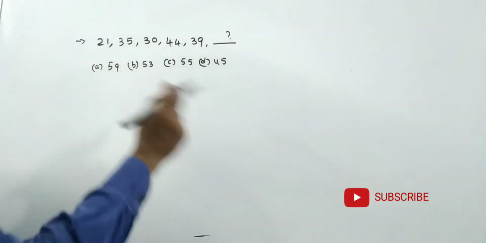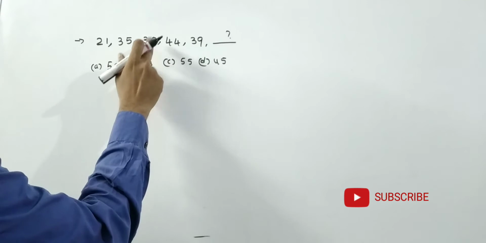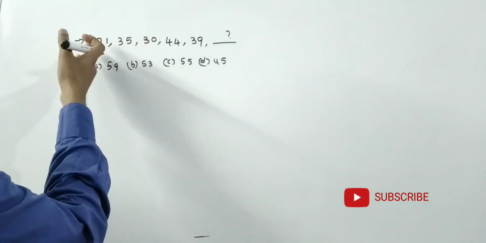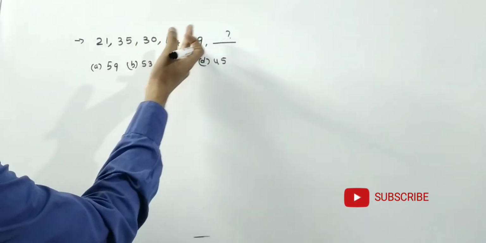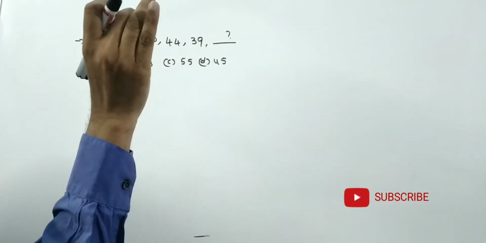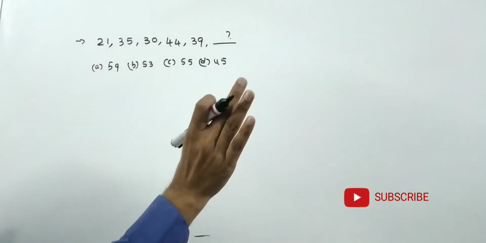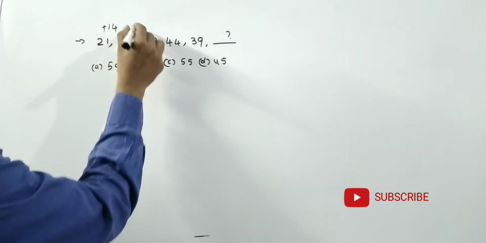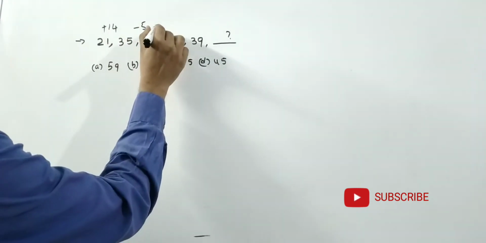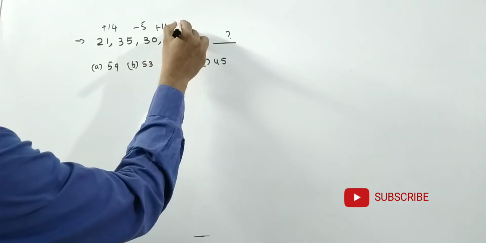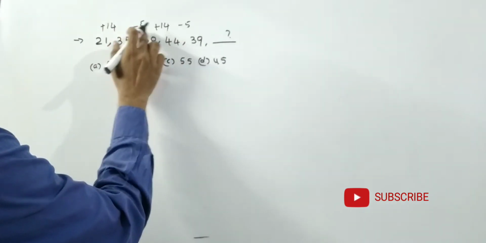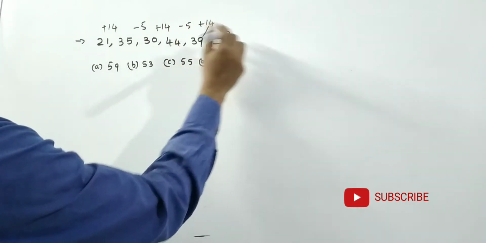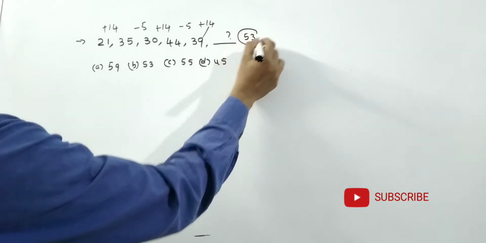See friends, next problem: 21, 35, 30, 44, 39. First we have to observe what is given. The basic fundamental formula is just to find the difference. What is the difference here? 14, that means plus 14. Here? Minus 5. Here? Plus 14 again. Here? Again minus 5. Plus 14, minus 5, plus 14, minus 5. Then what will come? Plus 14. Then 39 plus 14 how much? 53. So the answer is 53.